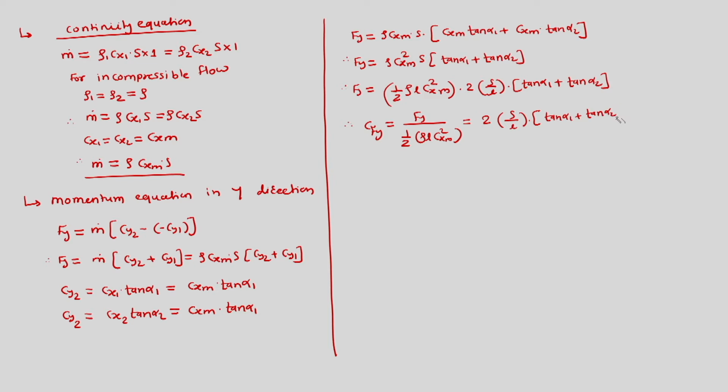So, if we know alpha 1 and alpha 2 for a given geometry and arrangement, we can find out the coefficient of the normal force which is acting on the blades. Then we can write down the momentum equation in x direction.